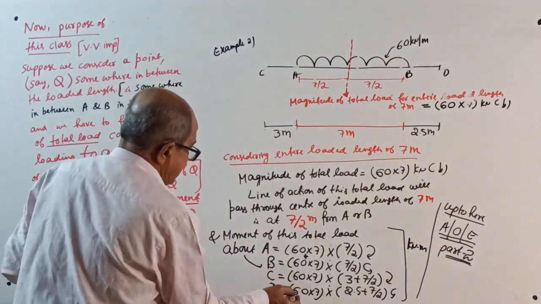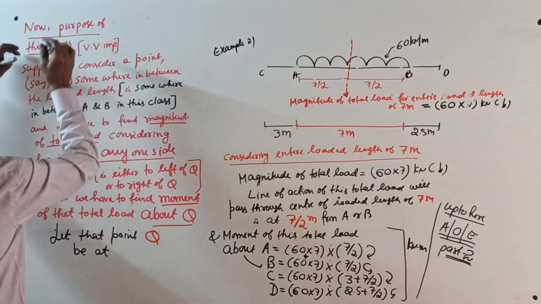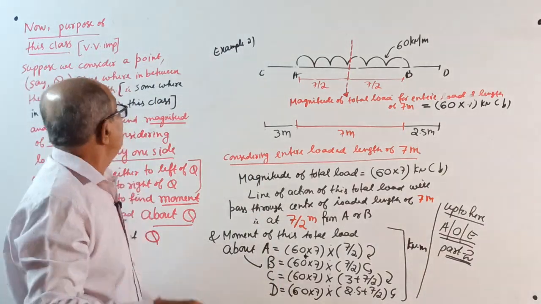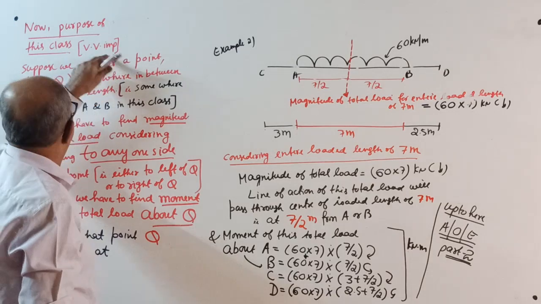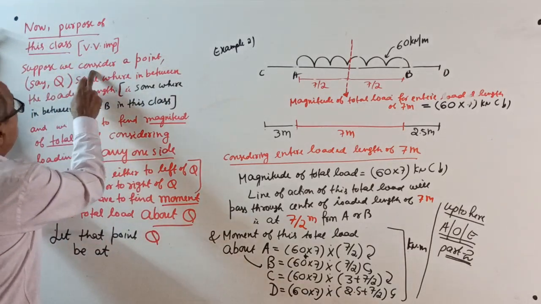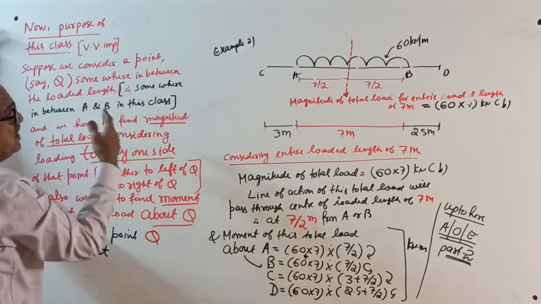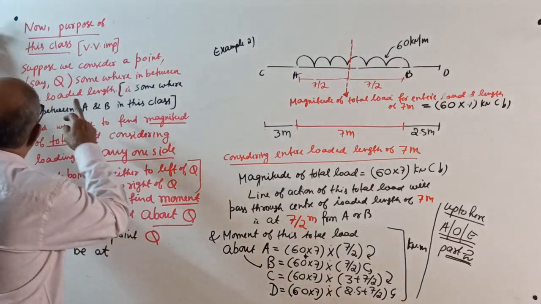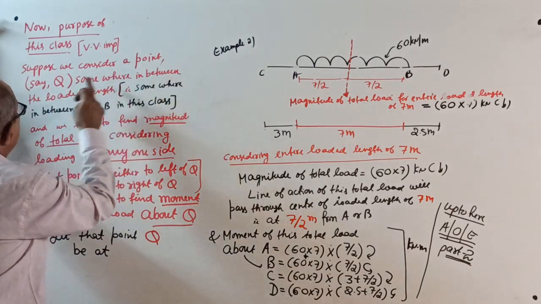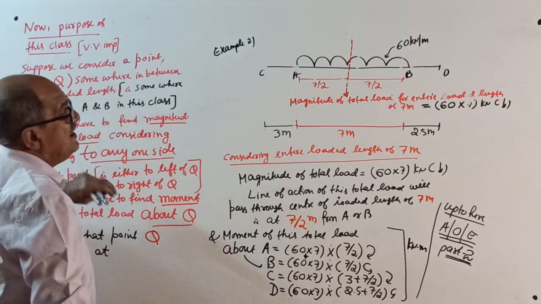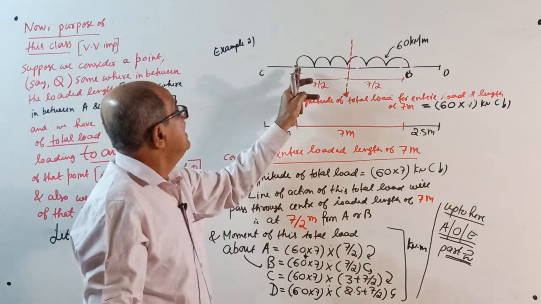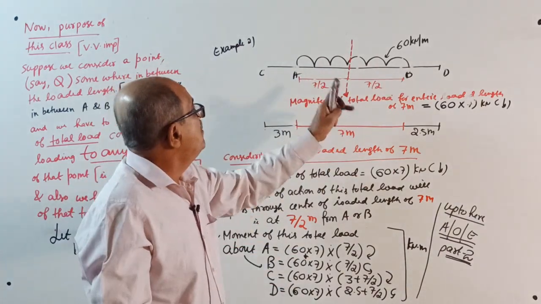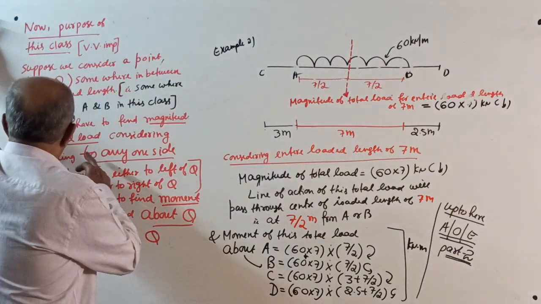Now, the very purpose of this class, very, very important. Suppose we consider a point, say Q, some random point Q, somewhere in between the loaded length. That is, as per class example, somewhere in between A and B. Don't memorize A and B; it is somewhere in between the loaded length.